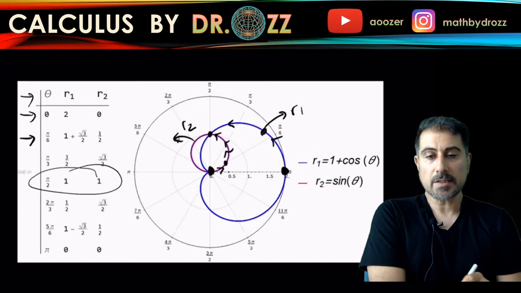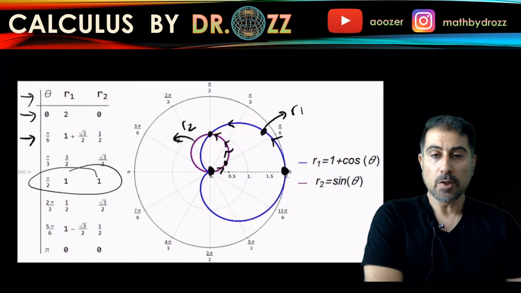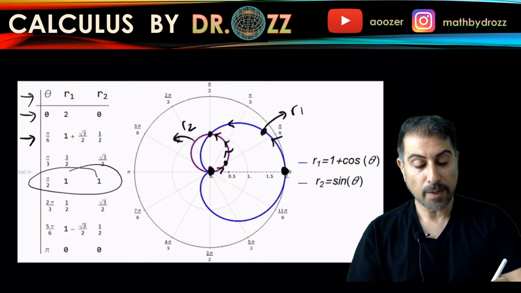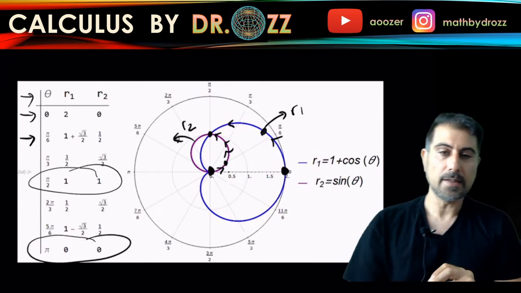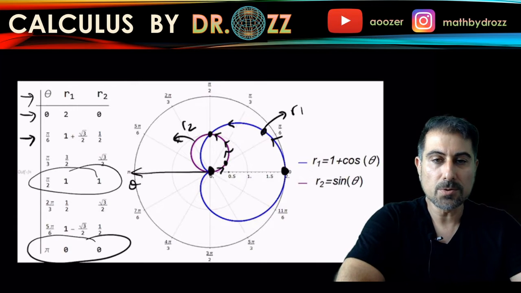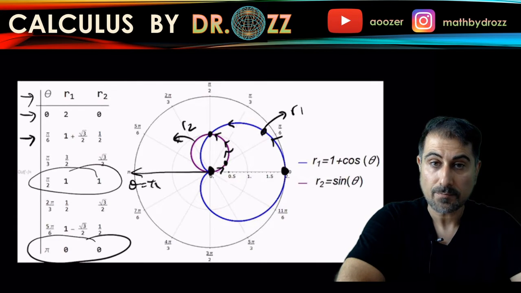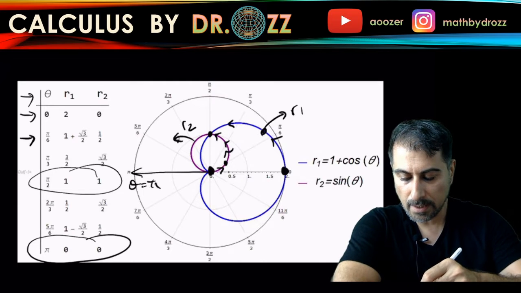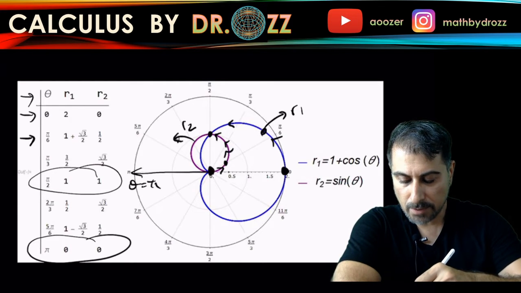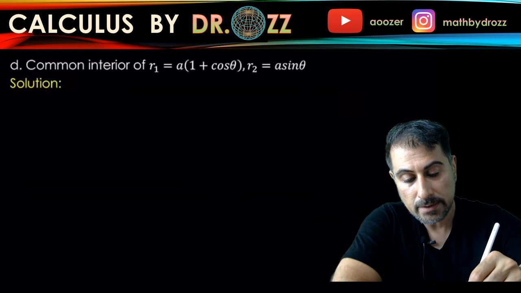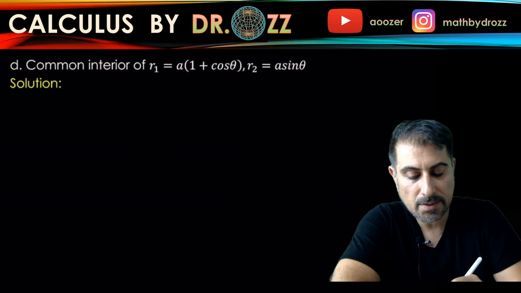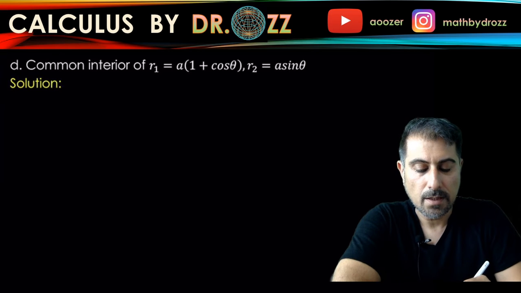And I want you to stare at theta equals pi. Both take the value of 0, and that's where the intersection happens. Okay, so this is theta equals pi, and on that ray, these two guys intersect. Okay, so I want to obtain this analytically. Okay, so let's set the equations equal.